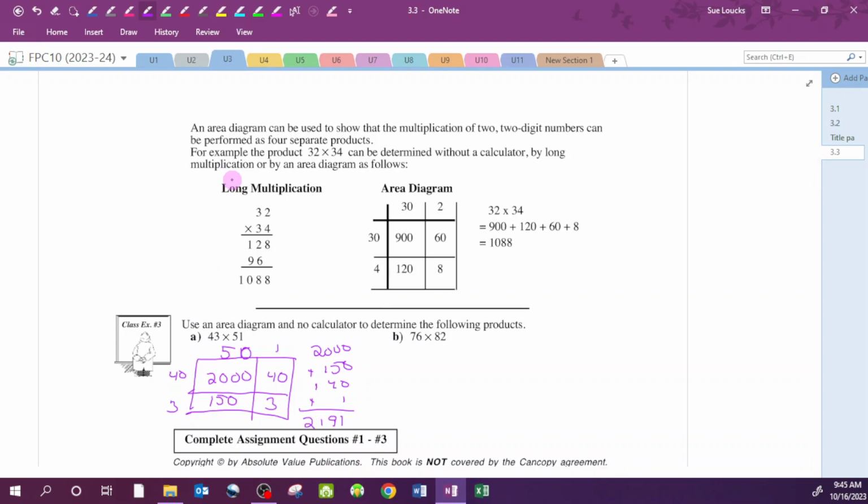Wait. How did I get a 1 there? That was supposed to be a 3. Oh, yeah, that's supposed to be a 3, and that's a 3. I'm sorry, my bad. 2193.